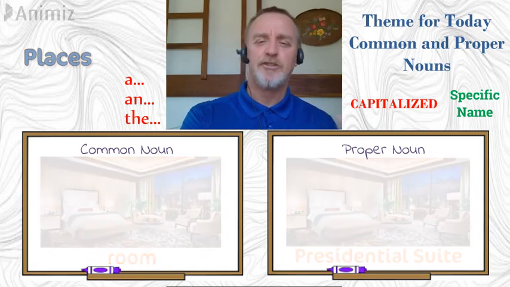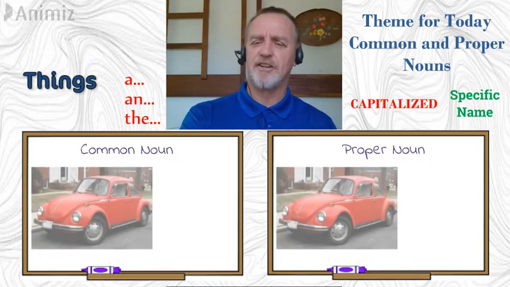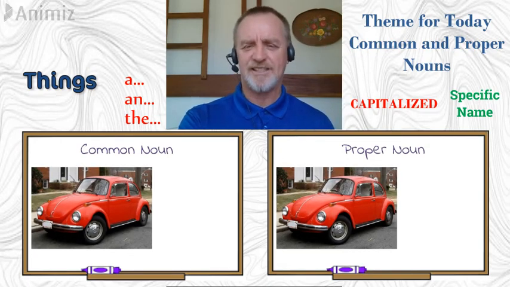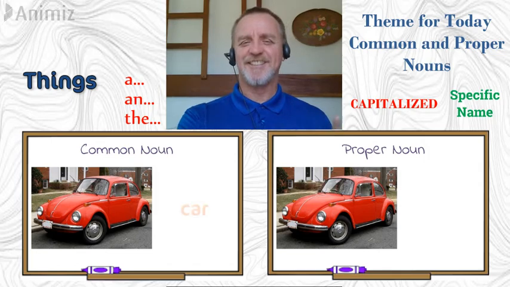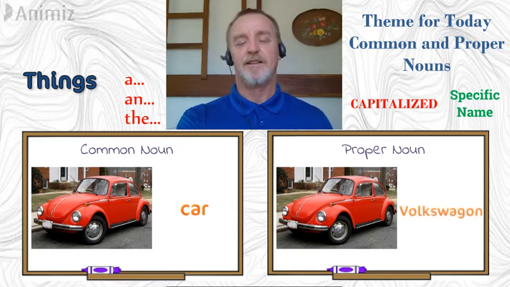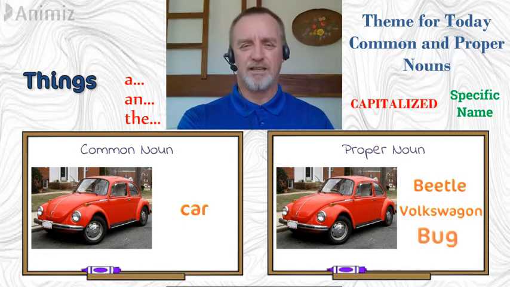Moving along to the third category, things. Things that are considered nouns, concrete nouns that you can see. How do you like this car? It's an old model. You can see them in the streets of Mexico. It's called Volkswagen. Some people call it Beetle, and others call it Bug.